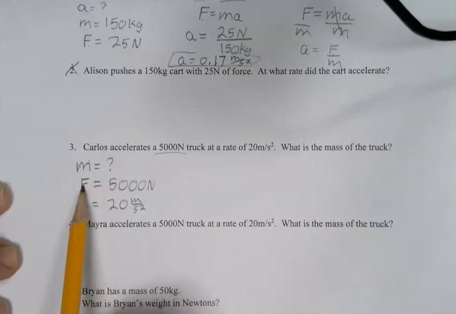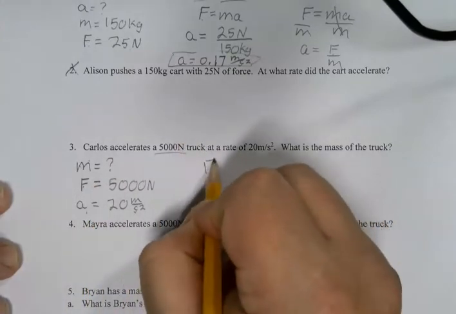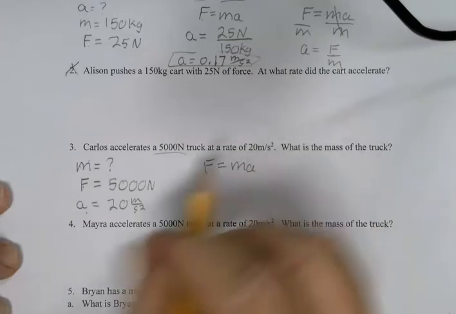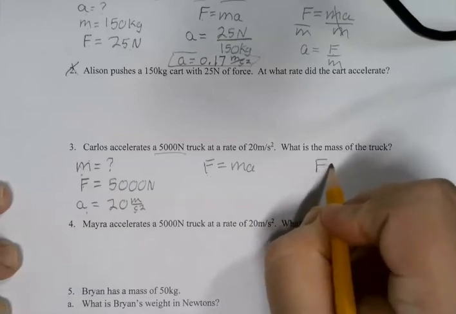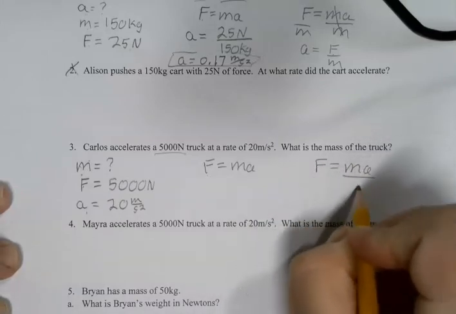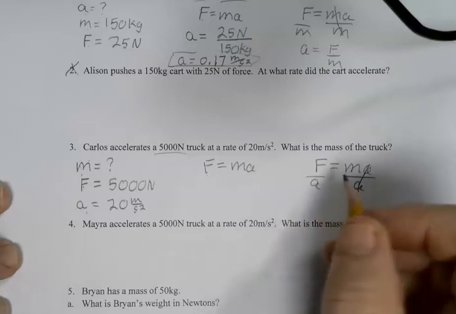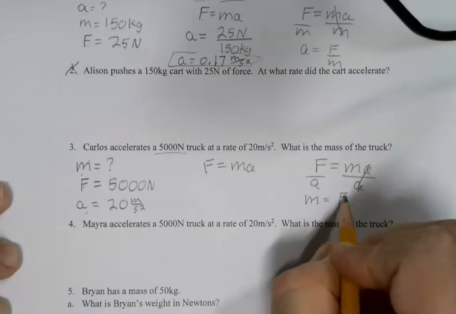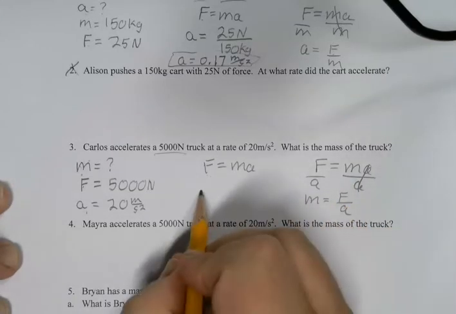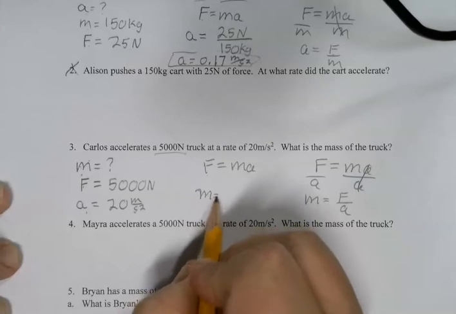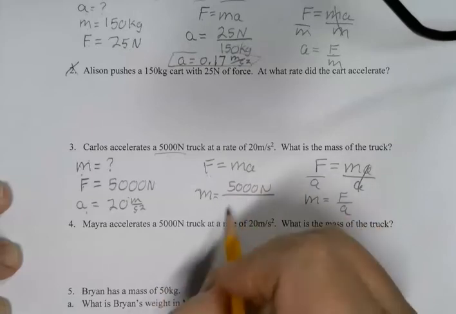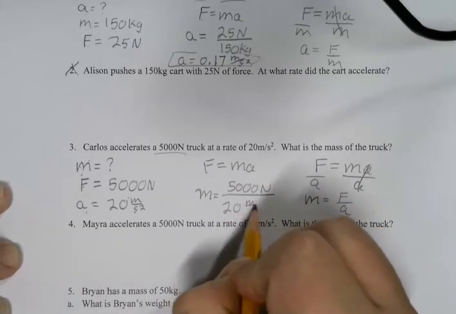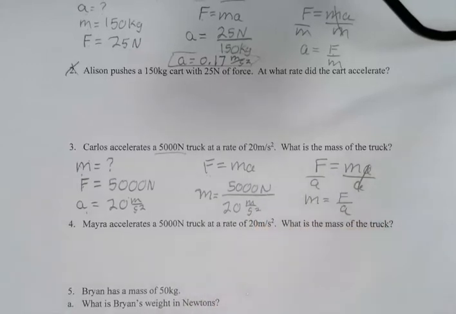Again, we have the same three variables as in problem 1, so we're going to find the same formula: F equals MA. Again, though, we have to do algebra because we're looking for M and it's not solved for M. So we come over here, rewrite the formula, divide by A both sides, and we have M equals F over A. So we come back and we write M equals force, 5,000 newtons, over 20 meters per second squared. And if I divide that in, I get 250.